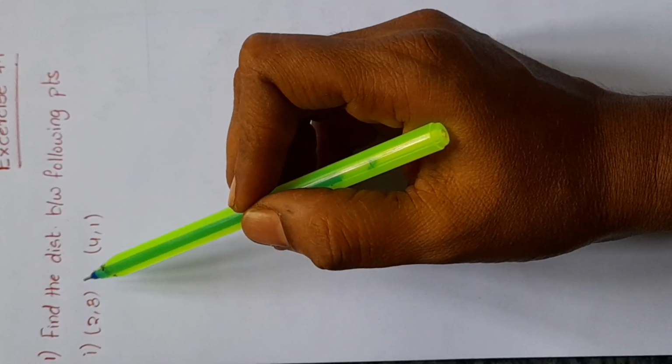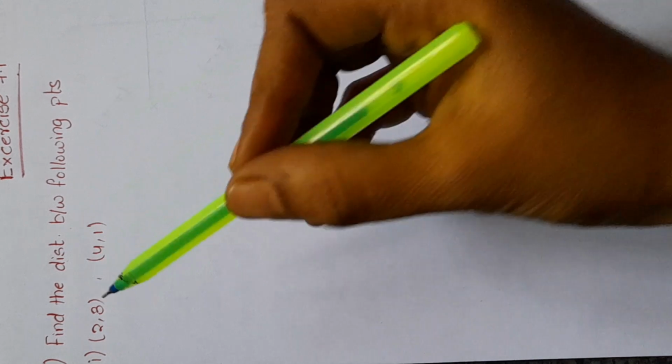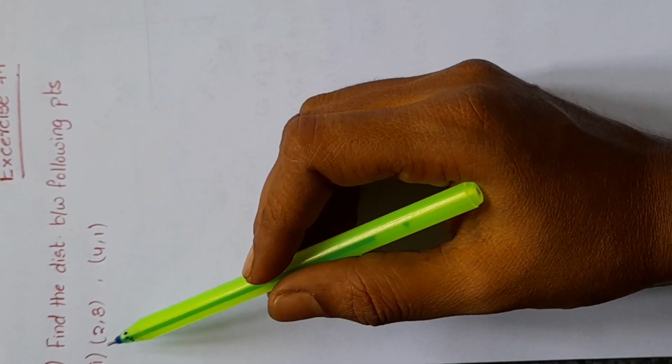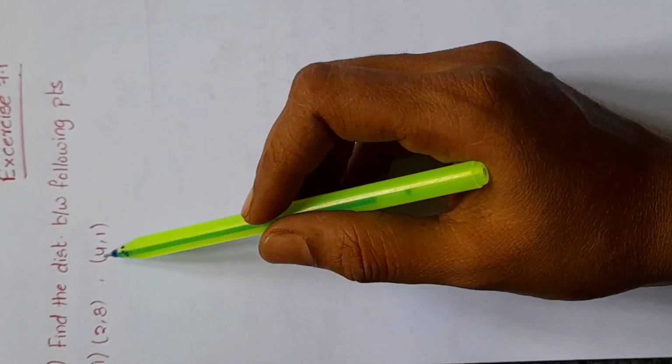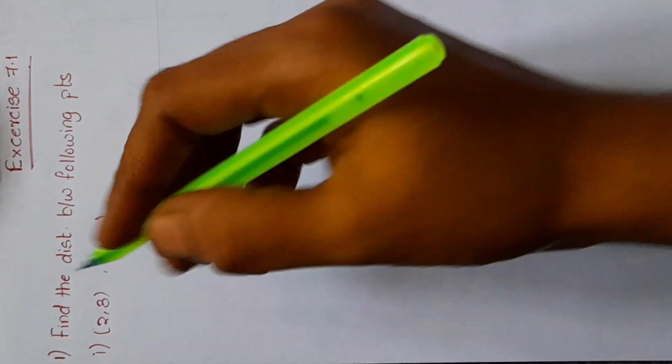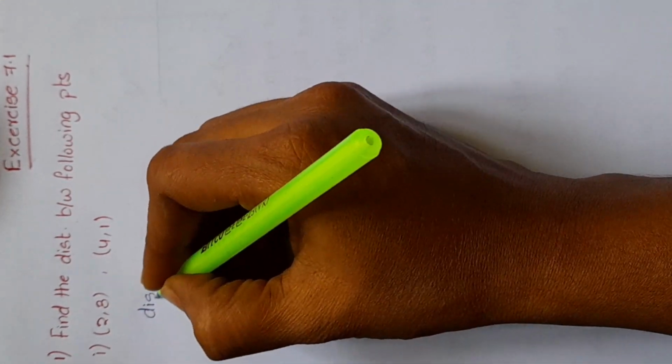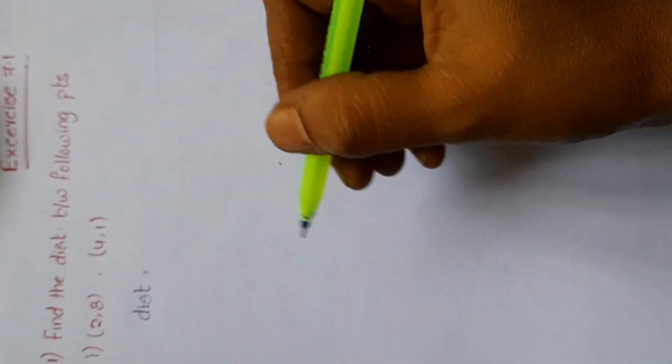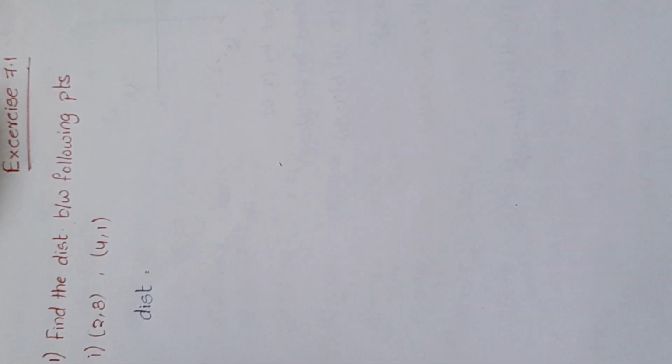Now let us move to exercise 7.1. The first question is find the distance between the following points. There are 4 problems given in the first question. Let us discuss 2 of them. First one is (2, 3) and (4, 1). In order to get full marks for the question, you need to write the formula for each question, and also when we get the answer, we should write the units also.